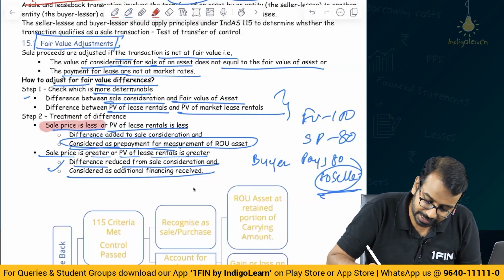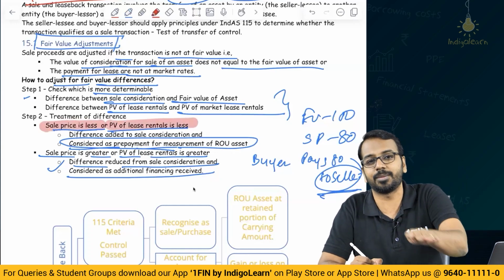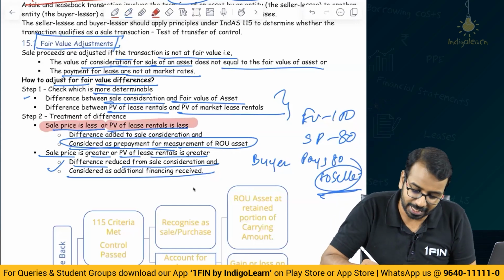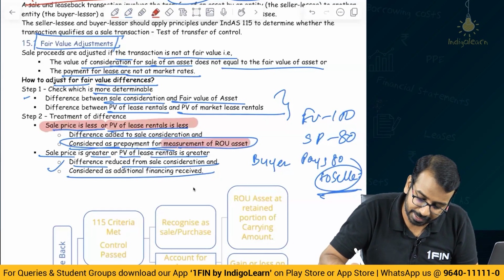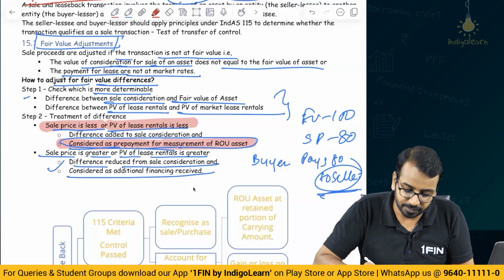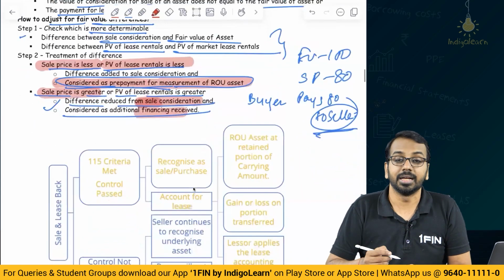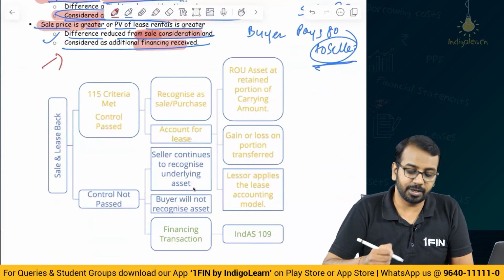If the sale price is less, or the lease rental present value is less, of course when the sale price is less, only then the present value of lease rental will be less, then in that case the difference will be treated as a prepayment and added to the ROU asset. If the sale price is greater, then we will treat it as an additional financing, right? Now this is for fair value differences.